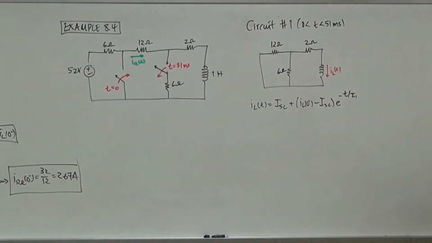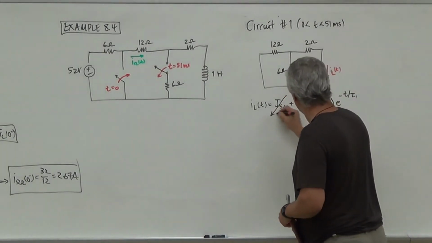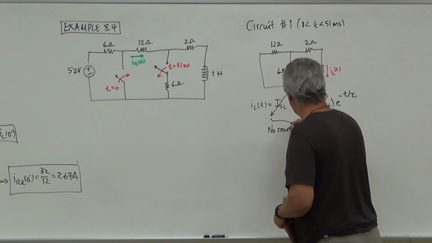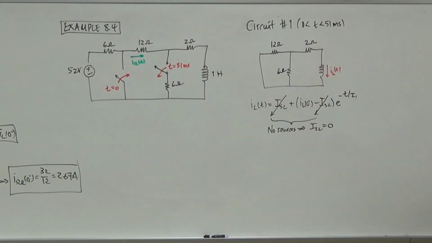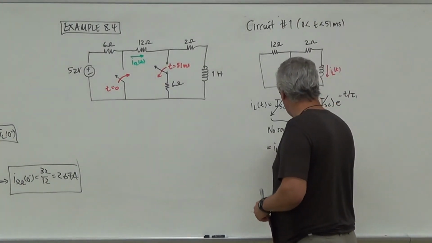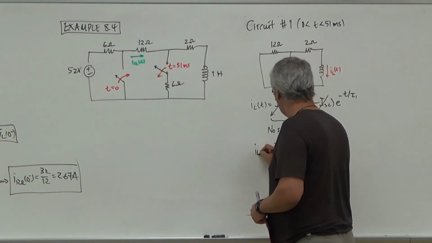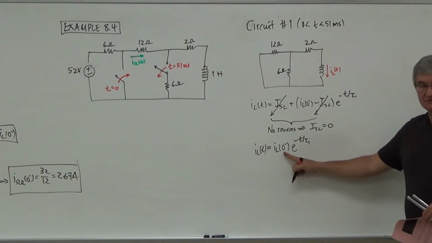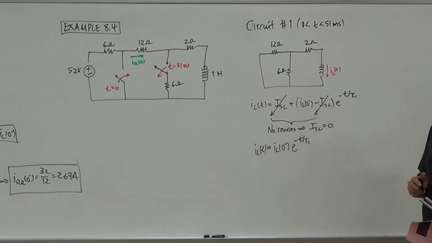Well, that's that tau right there. So when I look at this guy, no source, right? Because I have no sources, that implies that the short circuit must be 0. So when I look at my current of this guy here, it's got to be IL of 0 times e to the minus t over tau 1. That's what it has to be. So I know what that guy is. The only thing I'm left with is I got to calculate tau. Let's go calculate tau.